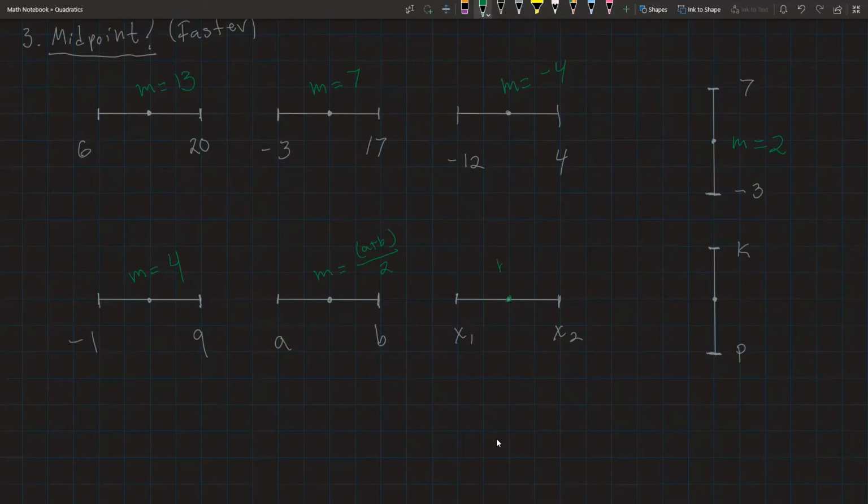And for this one here, we're going to do the same. Add the endpoints. Add the endpoints. First endpoint plus second endpoint and divide all that by 2. That's great. And for this value here, same thing. We're going to take one endpoint, K, plus the other endpoint, P, in whatever order, and divide by 2.